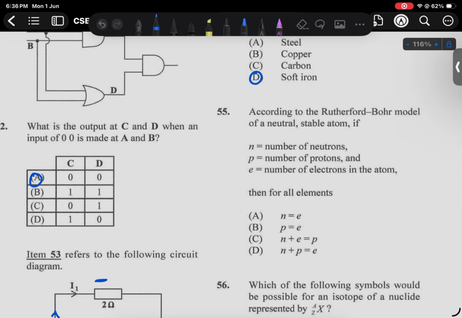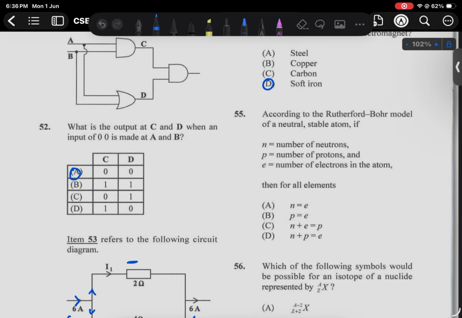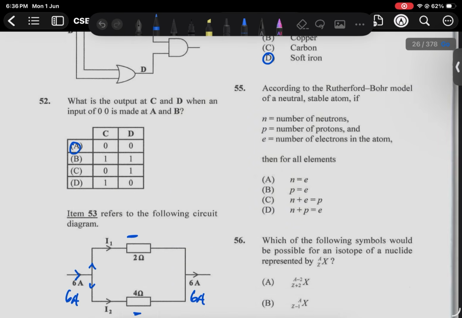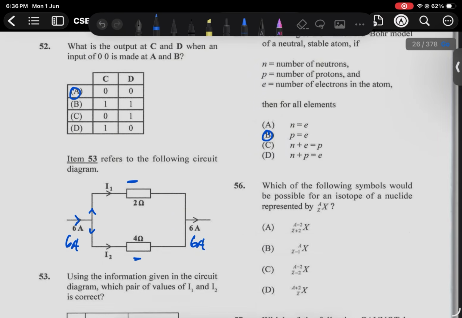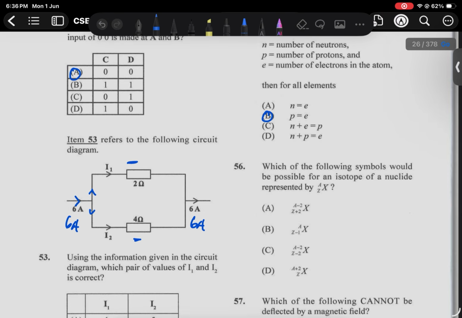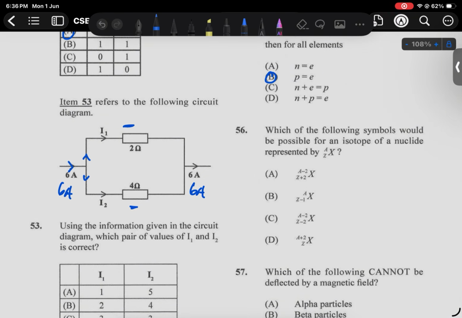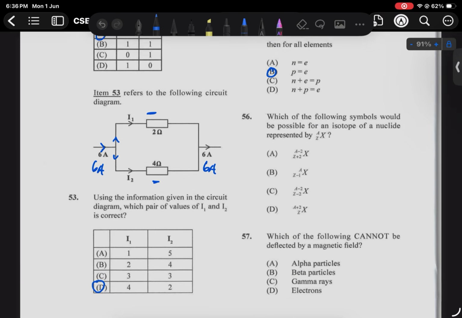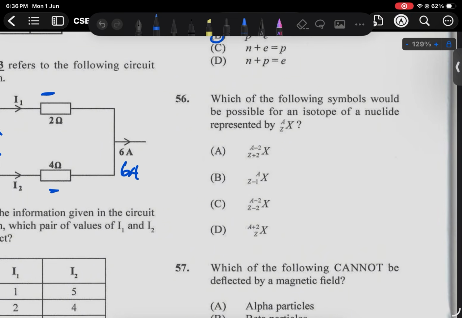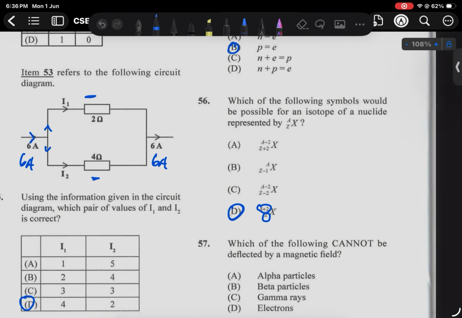According to the Rutherford-Bohr model of a neutral stable atom, protons, which have a positive charge, are equal to electrons with a negative charge, so protons equal electrons. Which of the following symbols would be possible for an isotope of a nuclide represented by AZX? Okay, I think this is the question above. It's just showing better. So an isotope of this would have the same number of protons but a different mass number. So it would be D.